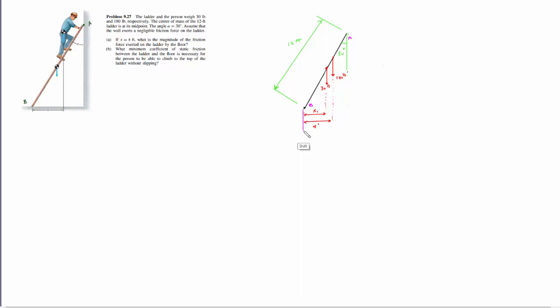So we know that we're going to have our normal at B. And which way do you think friction is going to be going? Is it going to be going away from the wall, or is it going to be going towards the wall? Well, the ladder's wanting to slide out, so the friction is helping hold it up. So the friction is going to be going to the right. Now, since we only have the ladder sitting against the wall, all we have is the normal at A. No friction there.